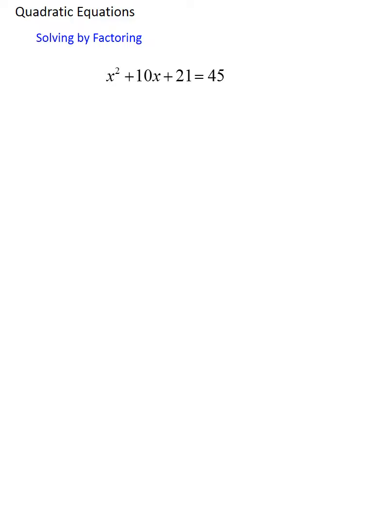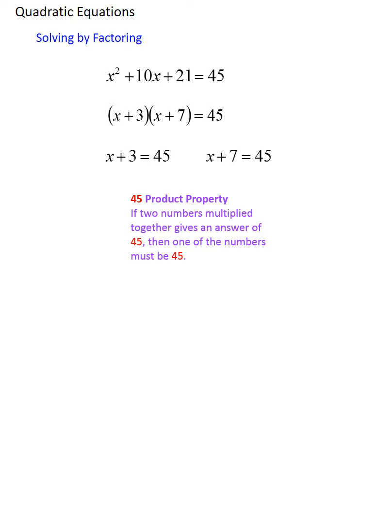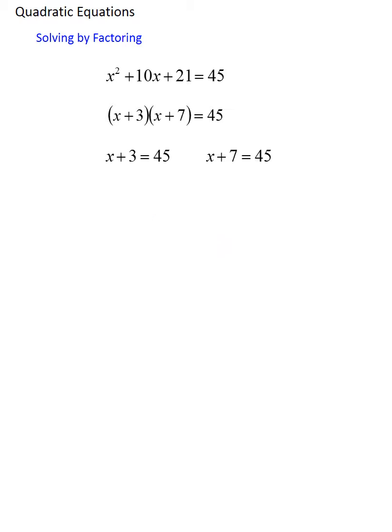Here's another problem. So let's do what we did on the last problem and show how it's going to go wrong on this problem, because there's something fundamentally different about this one. So let's cover up the right side and factor, and we'll put the 45s back. And then we will set each of our factors equal to 45. Now, is there such a thing as the 45 product property? If two numbers multiply to make 45, must one of them be 45? Absolutely not. That's ridiculous.